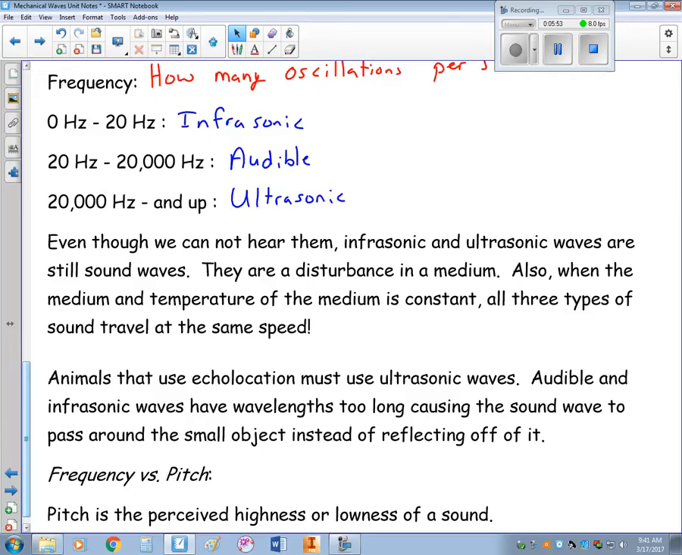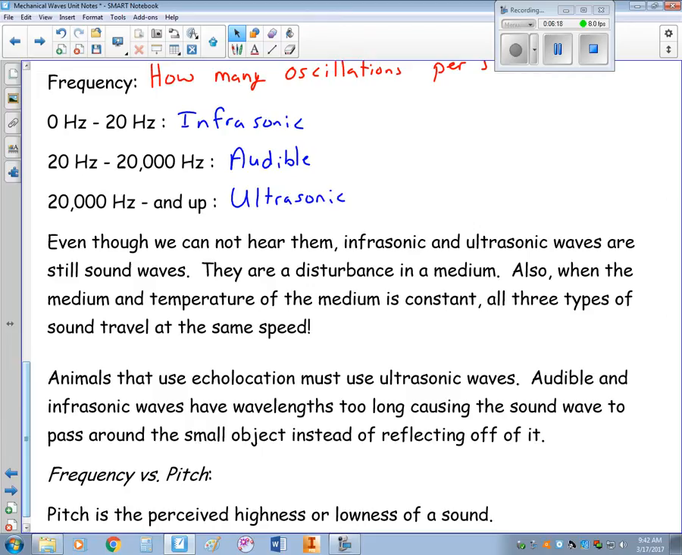So animals that use echolocation will typically use ultrasonic. We also use ultrasonic waves for ultrasounds, to look at fetuses inside of pregnant mothers. The way that animals use echolocation, they send out ultrasonic waves. Those waves bounce off of something and then return to the animal.